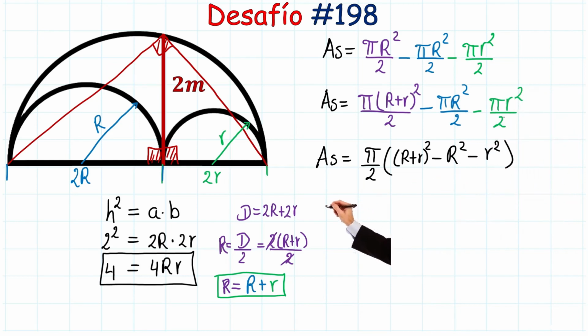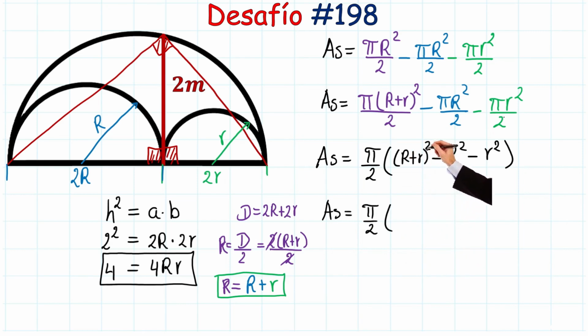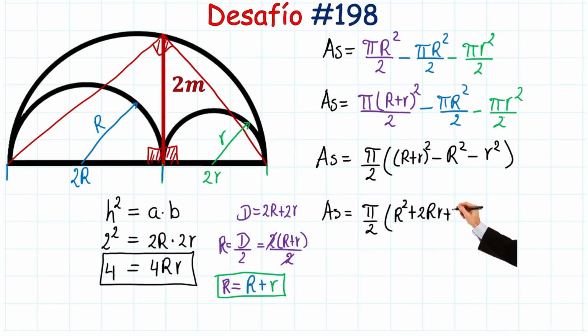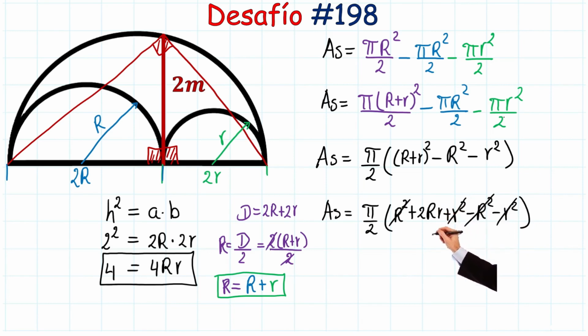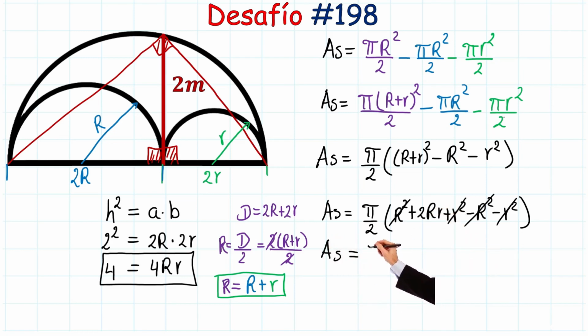Fantastic. Let's continue over here. The shaded area will be equal to pi halves times, in parentheses, a square binomial which unfolds as follows. The square of the first term, capital R squared, plus 2 times the first by the second, R by r, plus the second term squared, r squared, and we put the rest, minus r squared and minus r squared. From here we can cancel out this R squared with this R squared, and this lowercase r squared with this lowercase r squared. What we have left inside the parentheses is 2Rr. Let's write it down so there is no confusion. So I have pi halves, and inside the parentheses I have 2Rr.